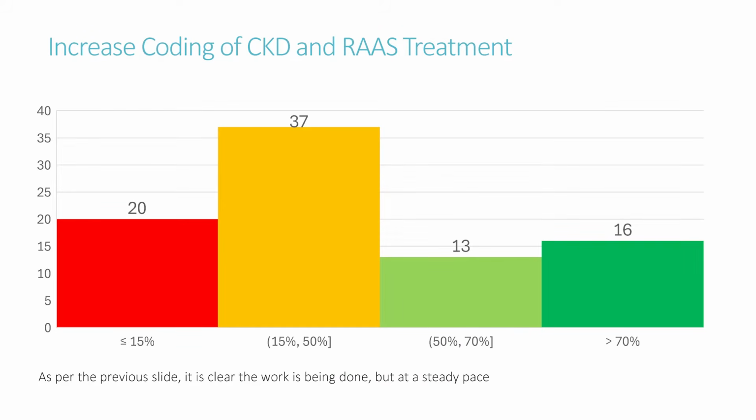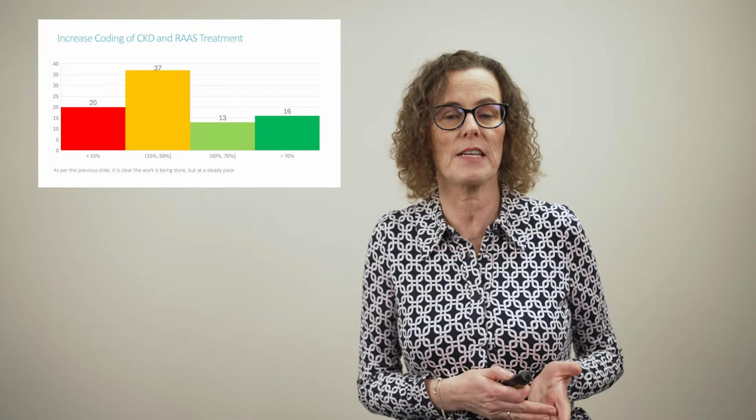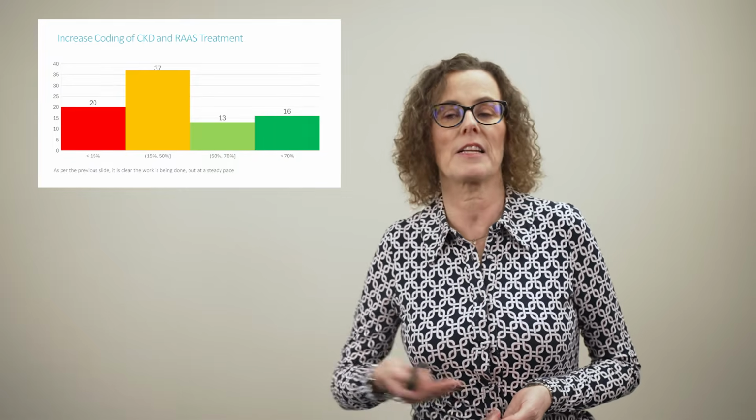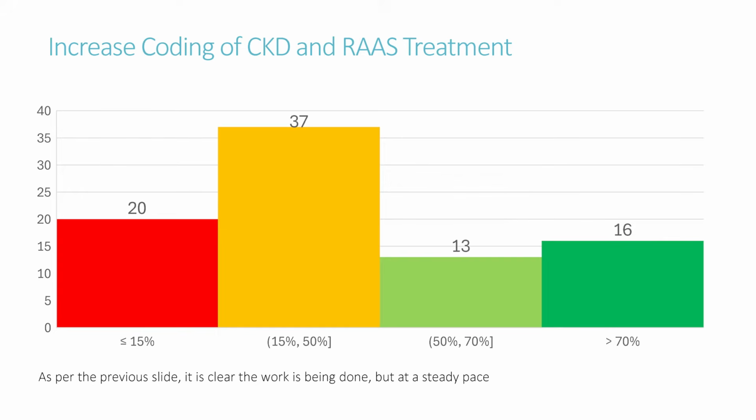When we look at the individual practices, we can see that 16 practices are achieving that target of 70%. However, there's some practices, there's around 20 that are below 15, and then some in the middle. So what we'd like to see by the end of the year is everyone move into the right-hand side of this bar chart and hitting that 70% target.